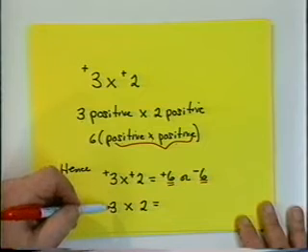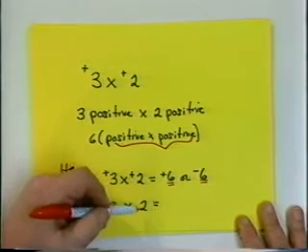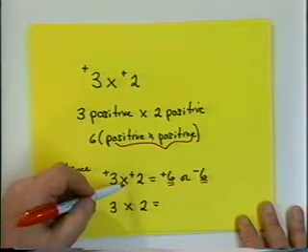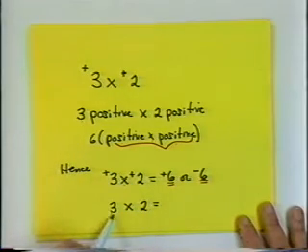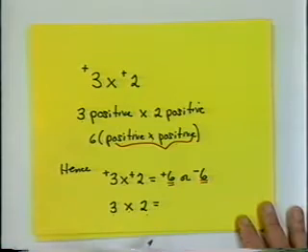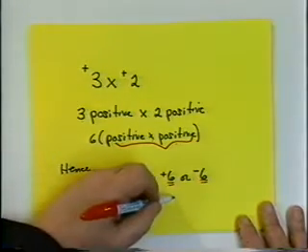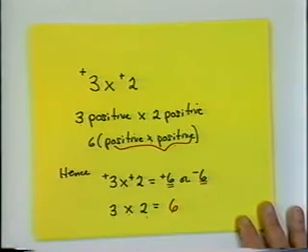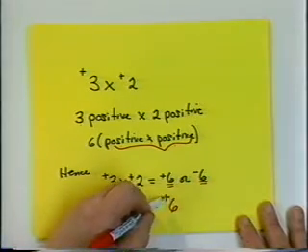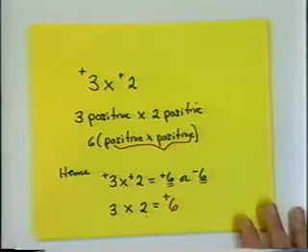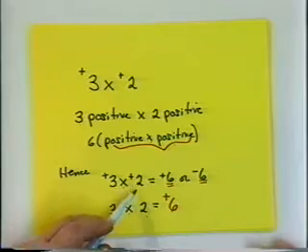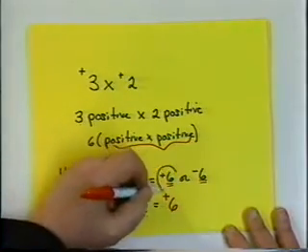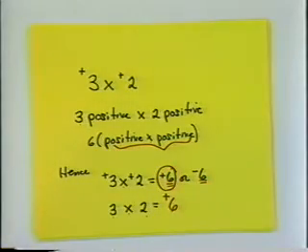Okay? So, if positive 3 means 3 and positive 2 means 2, positive 3 times positive 2 means the same thing as 3 times 2. Do we already know what 3 times 2 is? We know that that's 6. And isn't 6 the same as positive 6? Therefore, what is positive 3 times positive 2? It has to be positive 6.